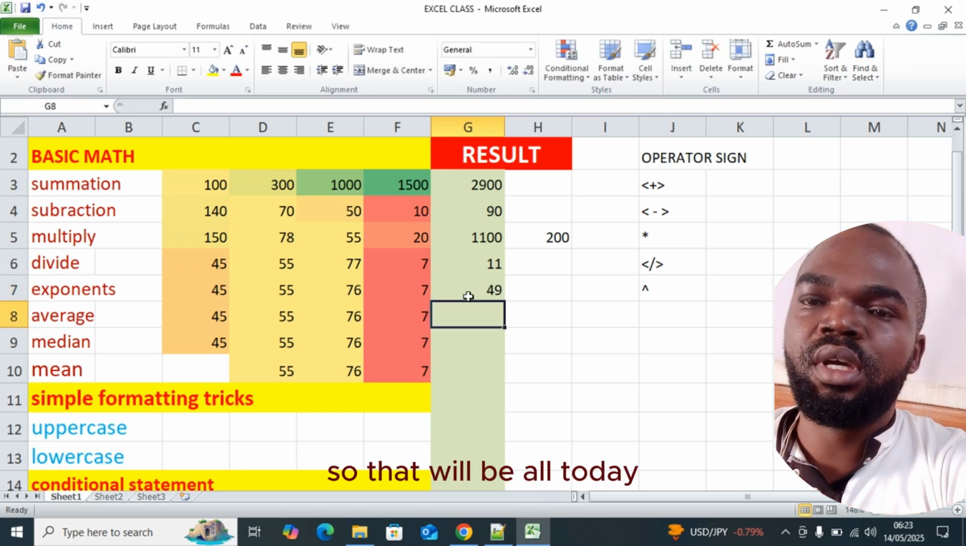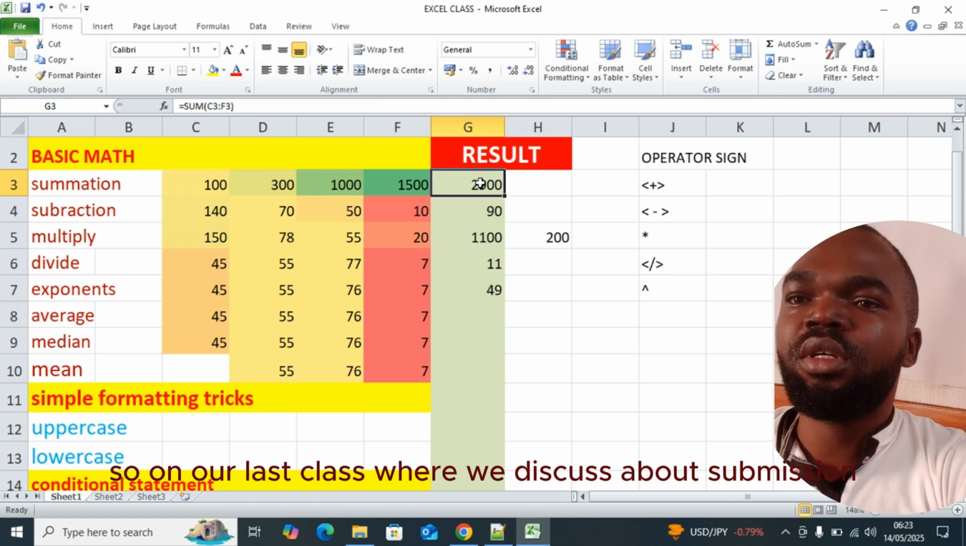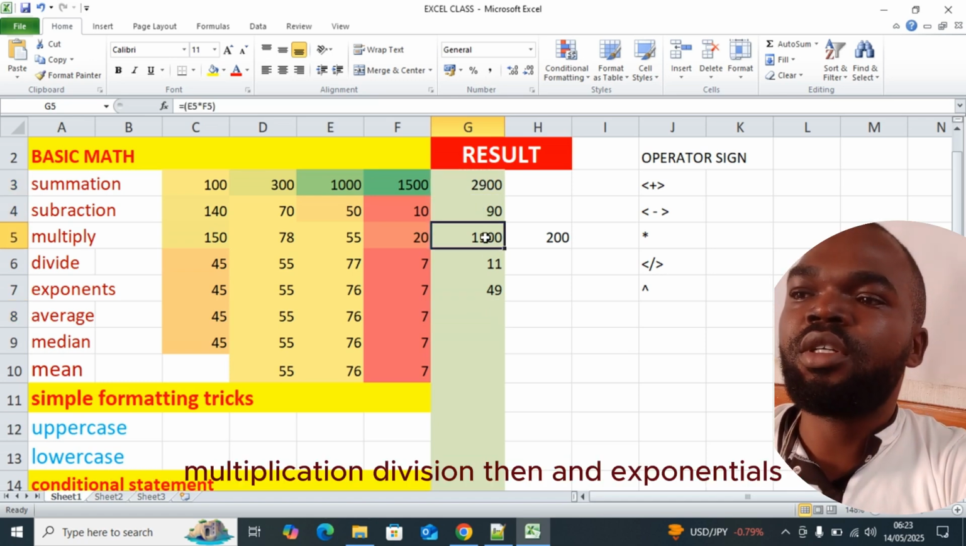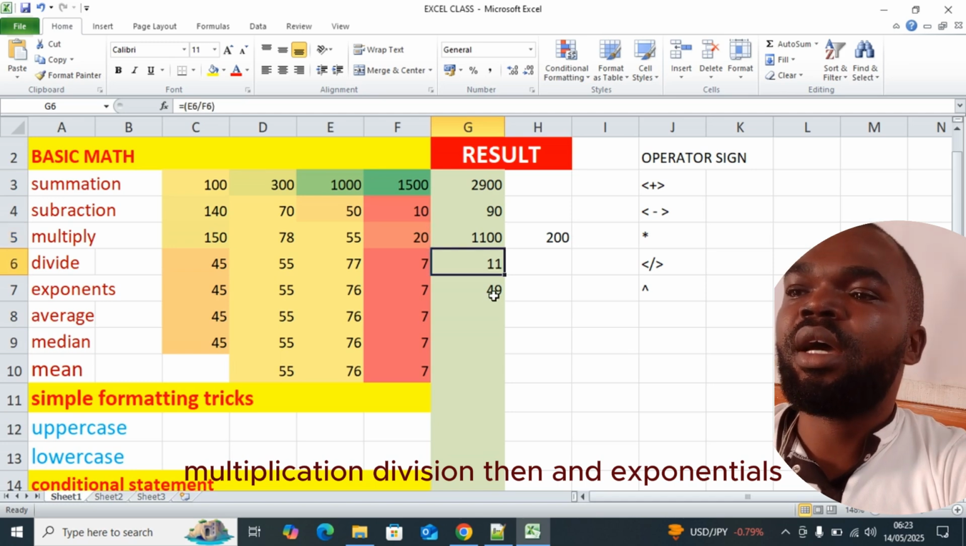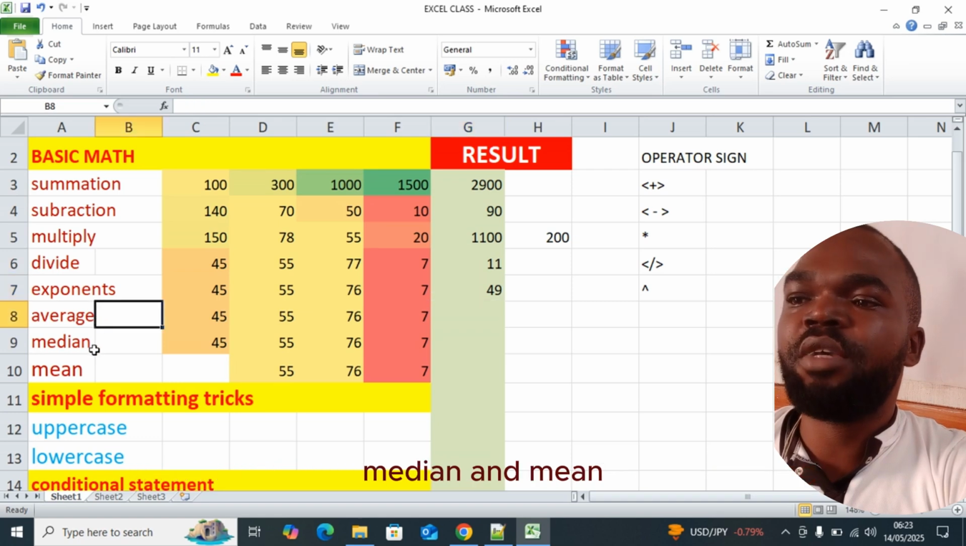So that will be all today. I want the video to be very short. So on our last class we discussed summation, and now we have discussed subtraction, multiplication, division, and exponential. So next time we are going to discuss average, median, and mean.